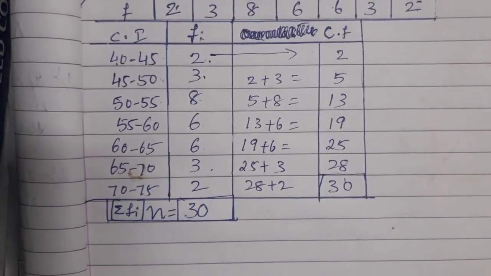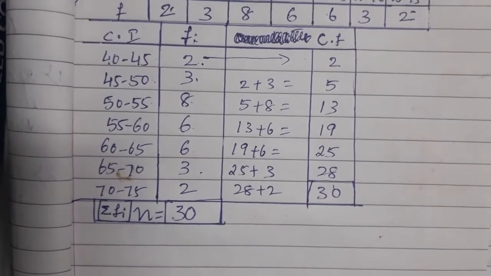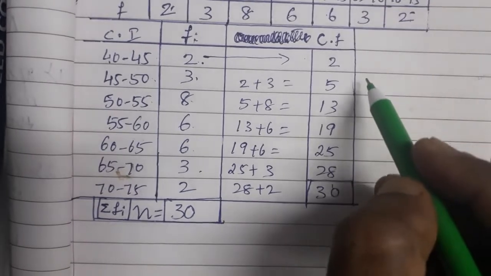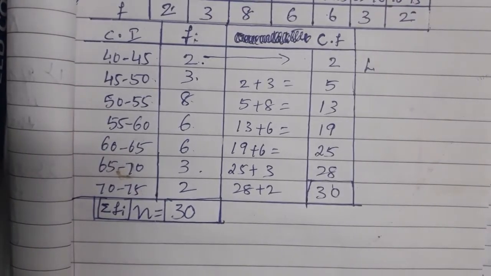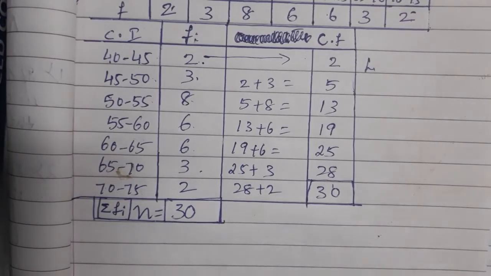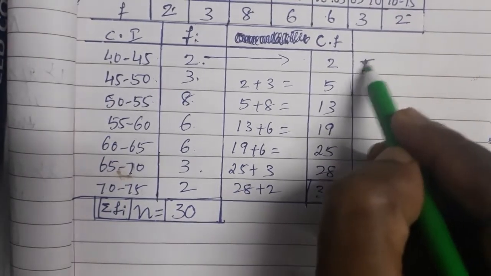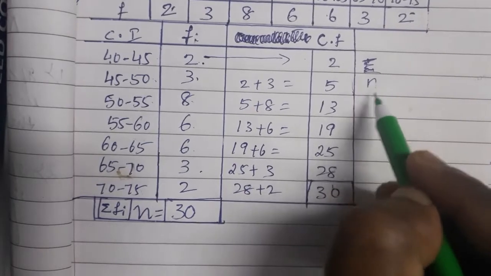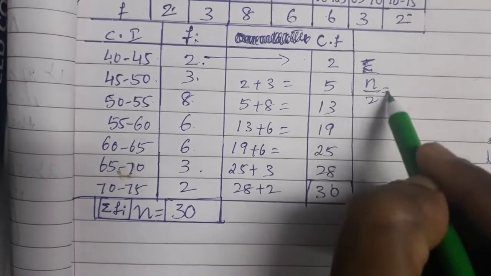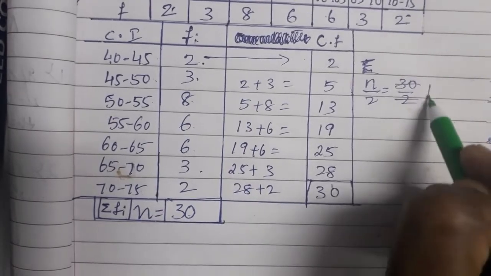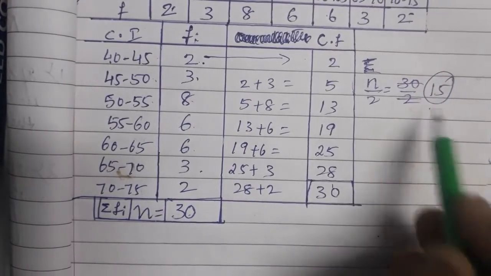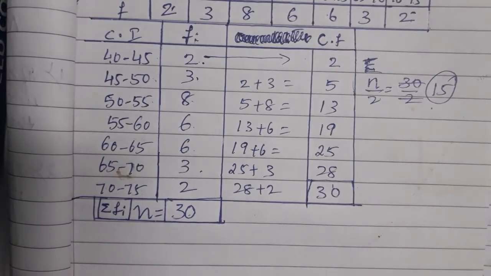Once your cumulative frequency column is ready, you have to remember the formula and collect all the information of the formula. First we'll start from L. What is L? Before L, you have to always start from n by 2. Okay. What is n? 30. 30 by 2, how much? 15. You have to search 15 in the cumulative frequency column.